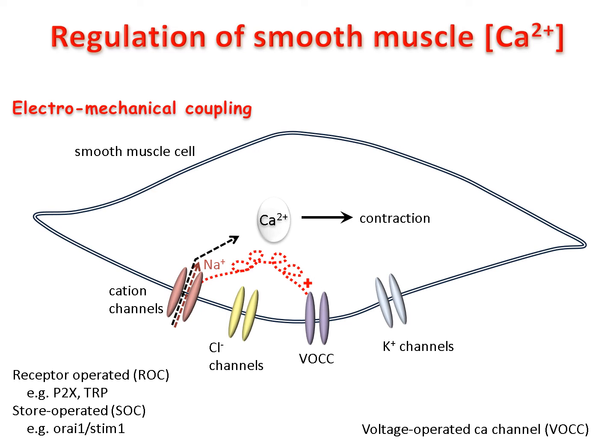Other ion channels affect calcium influx by changing the membrane potential. When chloride channels open, chloride ions flow out of the cell, causing depolarization, which enhances the activation of voltage-operated calcium channels to cause calcium influx. When potassium channels open, potassium ions flow out of the cell to cause hyperpolarization. This counteracts depolarization to close the voltage-operated calcium channels and inhibit calcium influx.